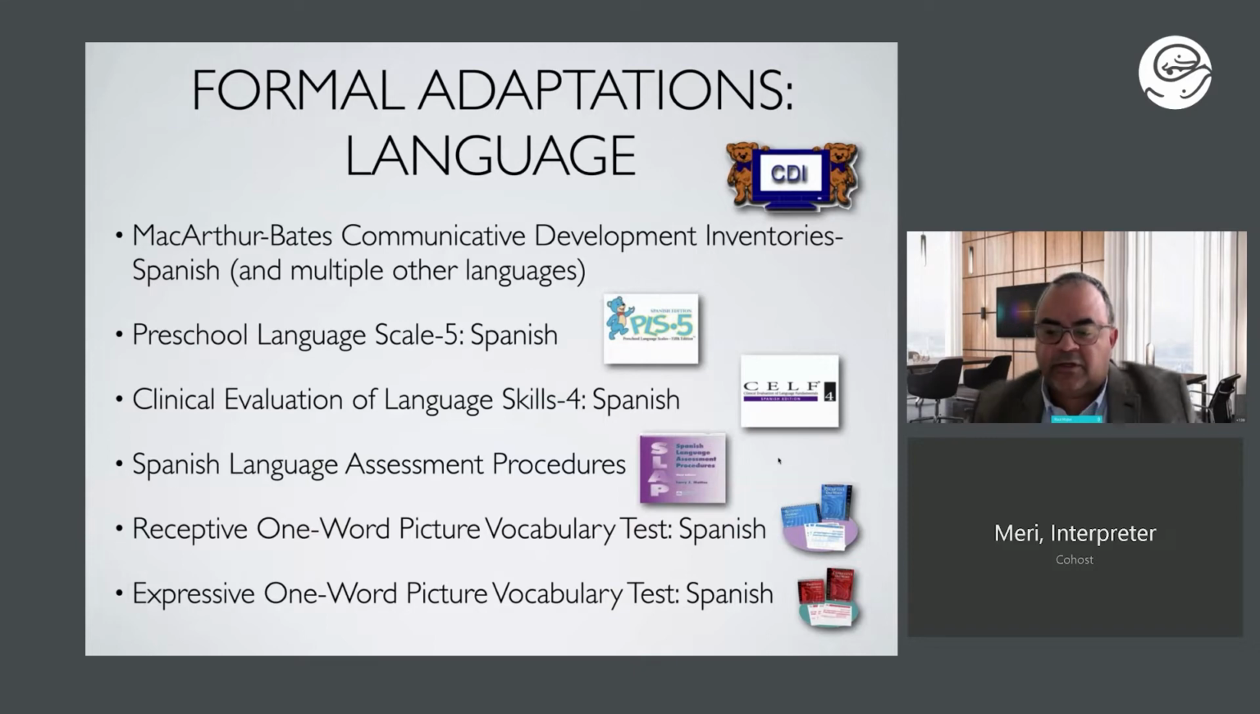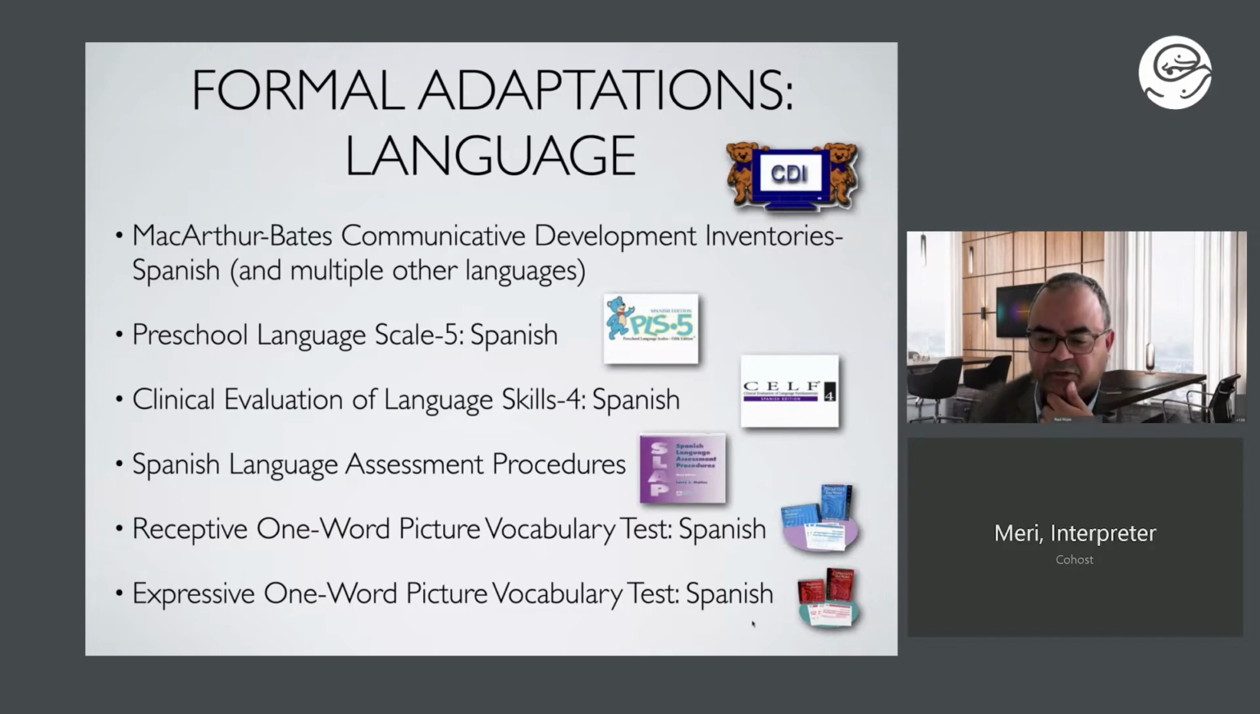This other one here is something that I don't think is very widely used. It's something that I'm familiar with. It's a criterion referenced test. It's called the SLAP, the Spanish Language Assessment Procedures. I think it's a really nice tool. It gives you a lot of information on what the kids can and can't do. It just doesn't have a norming sample, right?